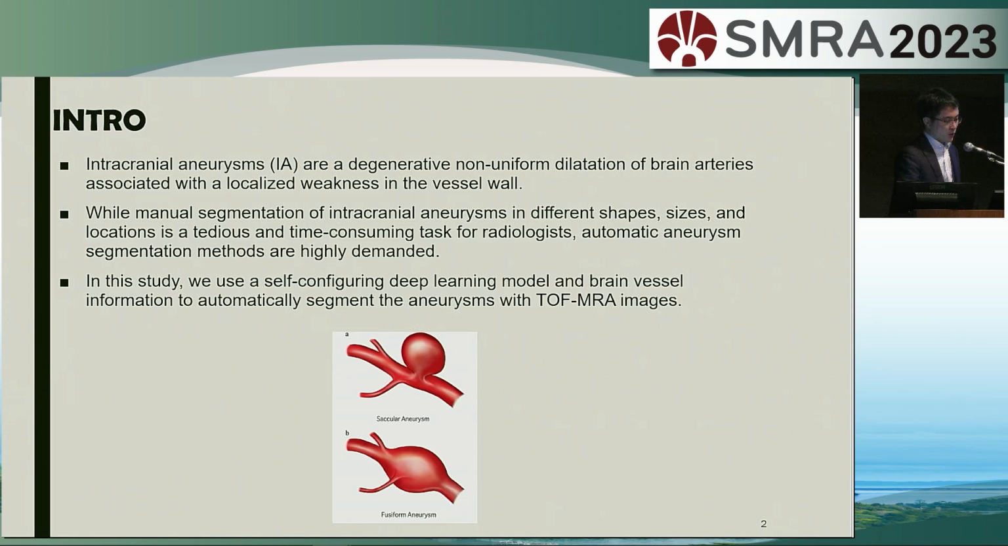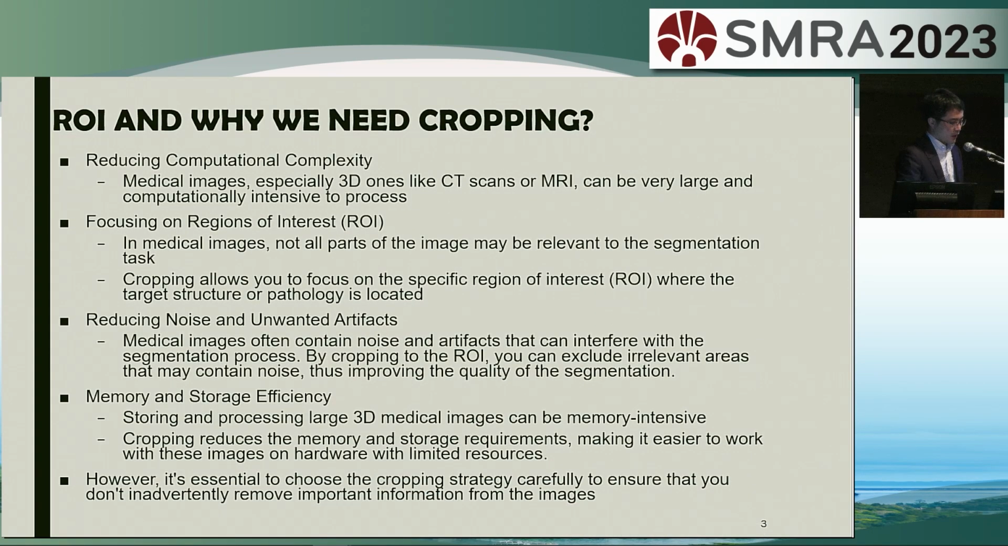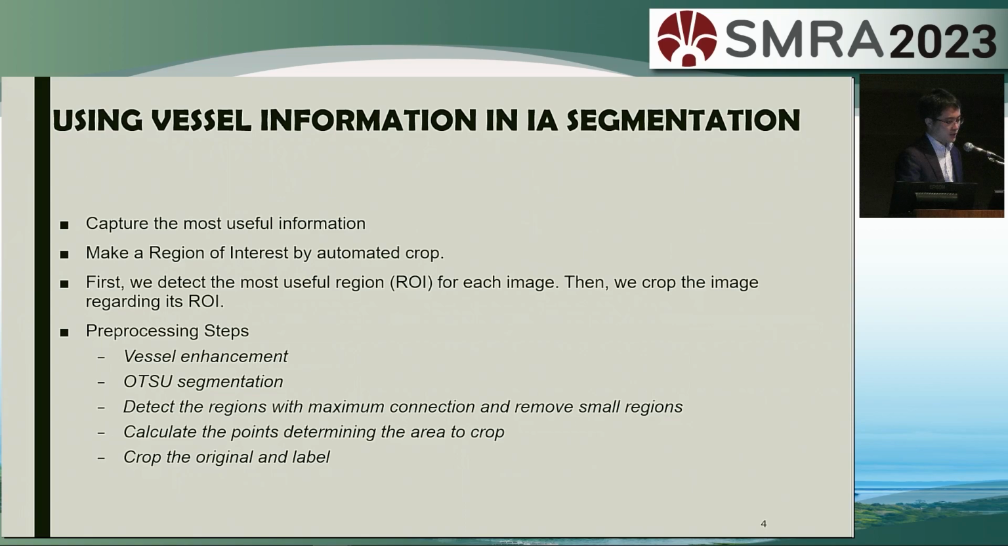So in this study we use a self-configuring deep learning model and bring vessel information to automatically segment the aneurysm on top of MRA. And cropping is a commonly used pre-processing method. It can reduce the matrix, therefore reduce the computational complexity, and focus on the region of interest, so you will avoid false positives of other structures, and reduce noise, and also reduce memory. So that's why we use cropping in this study.